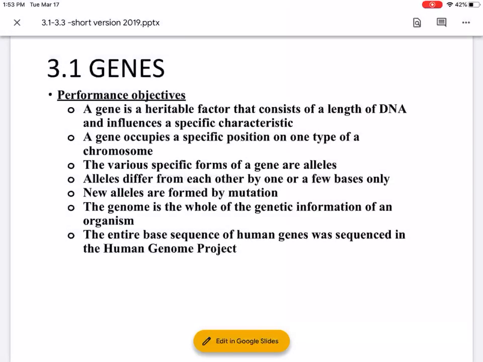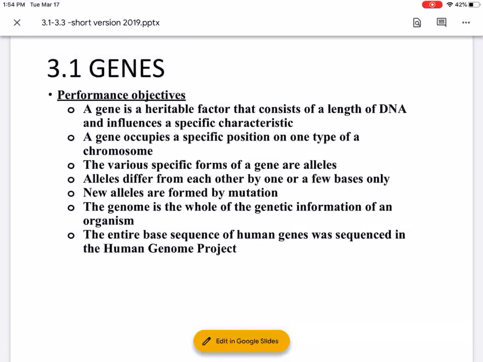So what we're going to be learning about is genes, that they are inheritable. A gene is a heritable factor that consists of a length of DNA and influences specific characteristics. Genes occupy specific positions on one type of chromosome. The various specific forms of a gene are called alleles. That's an important term, so you're going to need to know that one. Alleles differ from each other by one or a few bases only. New alleles are formed by mutation.